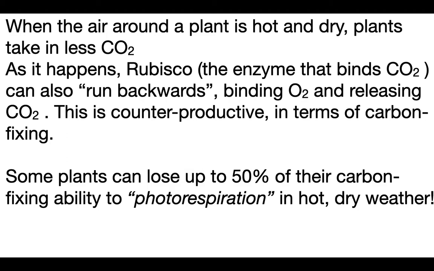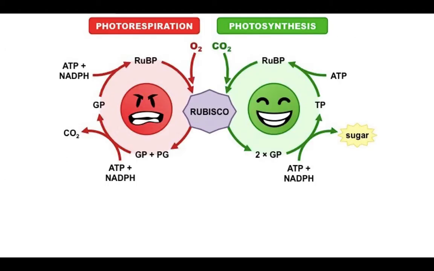It actually causes the plant to give up some of the carbon that it would otherwise use to form its body. So some plants, some species of plants that are not well adapted to hot, dry conditions can lose up to 50% of their carbon fixing ability to this process that's called photorespiration. So let's take a quick look at photorespiration and photosynthesis. Photorespiration is called photorespiration because it's absorbing oxygen and releasing carbon dioxide, just like any other respiratory process. That's the exact opposite of what photosynthesis is supposed to be doing.